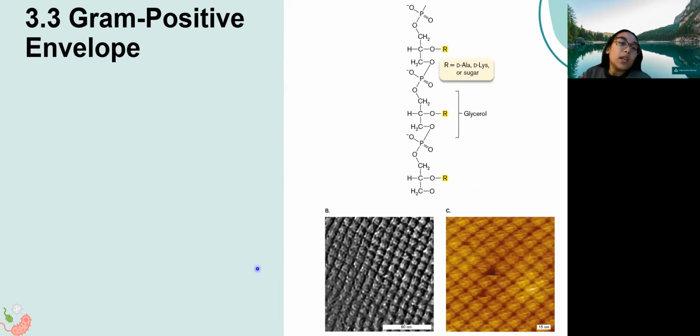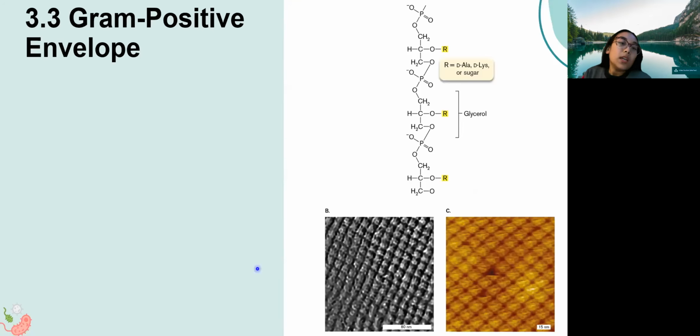Okay, so let's first talk about the gram-positive envelope. It has a cell wall. Well, first of all, all of them have a cell membrane, so I'm not going to discuss the cell membrane part. Gram-positives, gram-negatives, and mycobacteria all have cell membranes, so we're not going to talk about that because that's all in common. I'm really highlighting the differences.